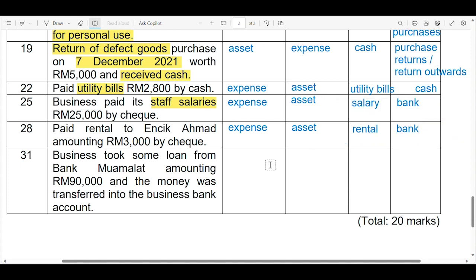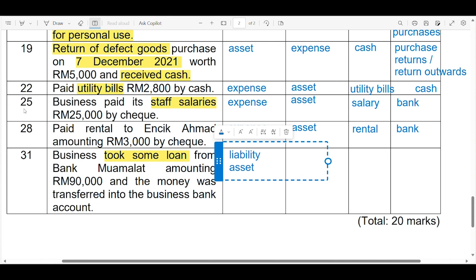And the last one. The business took some loan. When the business took a loan, the business needs to repay the loan in the future. The business has the financial obligation, so increase in liability. And the money was transferred into the business bank account, so now the business has additional money. So increase in asset.